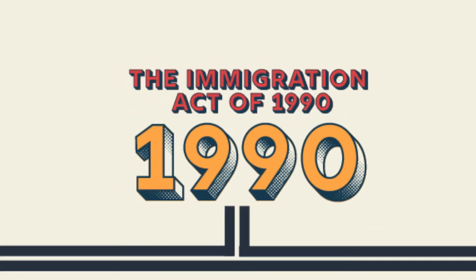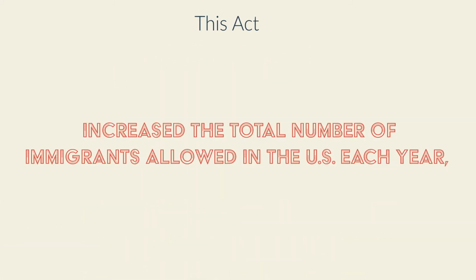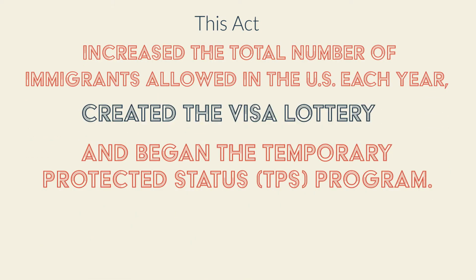1990. The Immigration Act of 1990. This act increased the total number of immigrants allowed into the U.S. each year, created the visa lottery, and began the Temporary Protected Status Program.